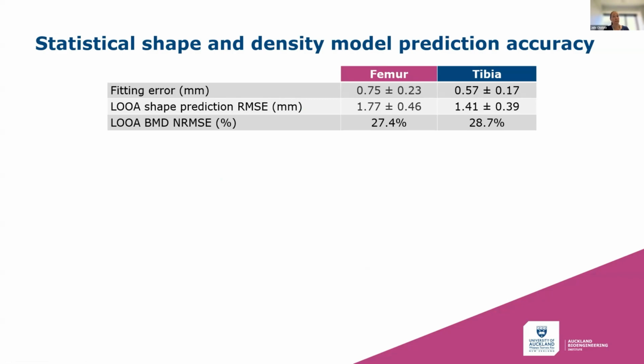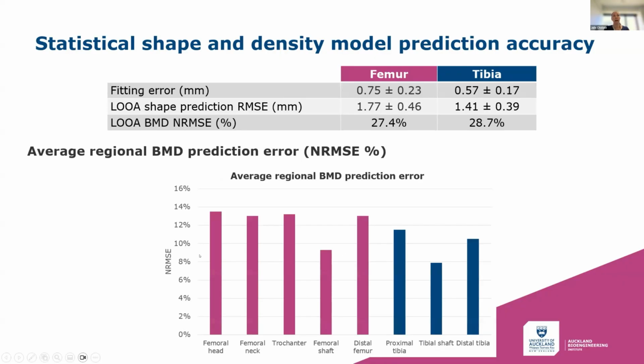But in terms of bone mineral density, we looked at the normalized root mean square error, and we were quite high, about 30%, when you look at element to element root mean square error. But when you look at the regional bone mineral density, so the average femoral head bone mineral density of that predicted bone and the average femoral head bone mineral density of that CT scan, you can see that we are less than 14% in average in prediction error, with the shaft having the lowest error in bone mineral density.